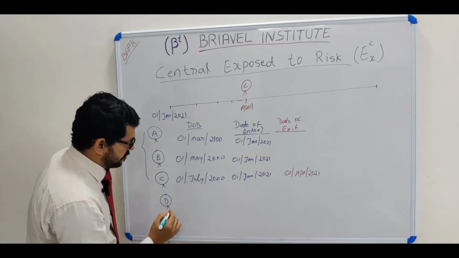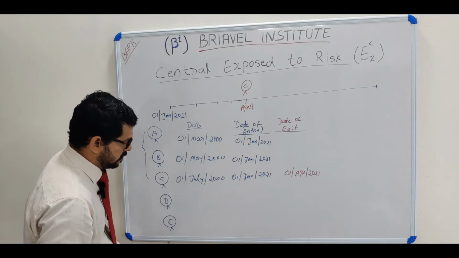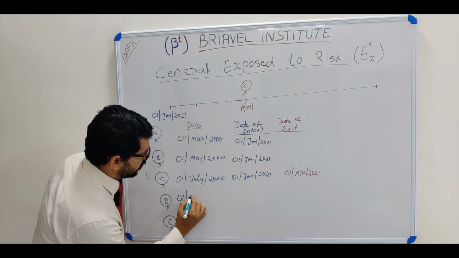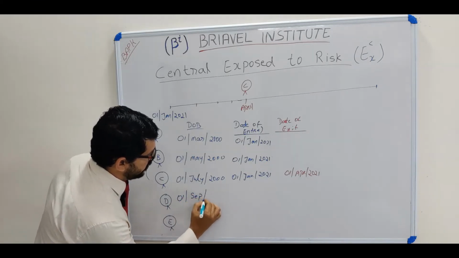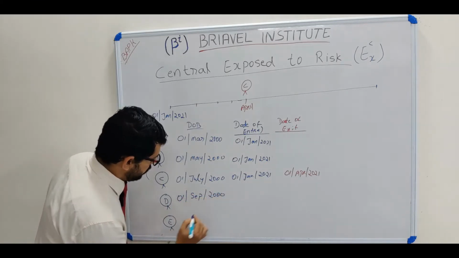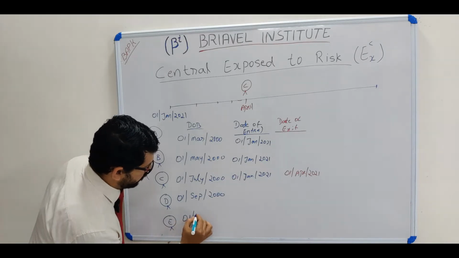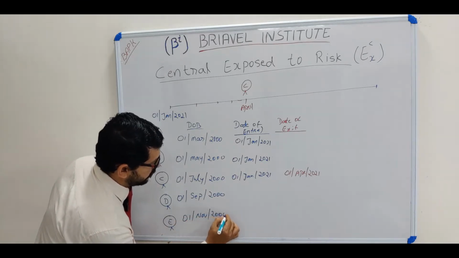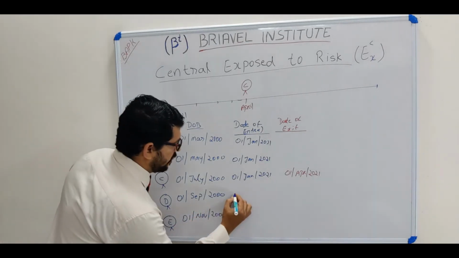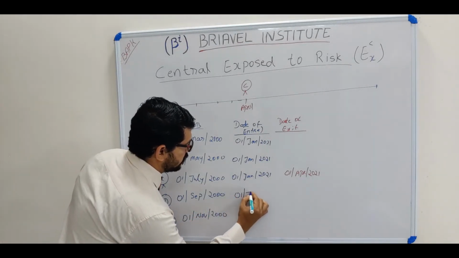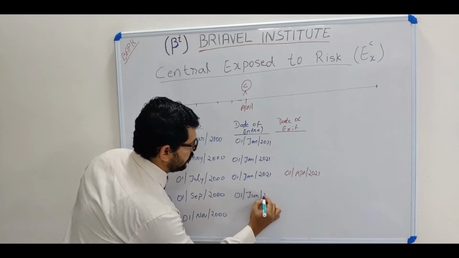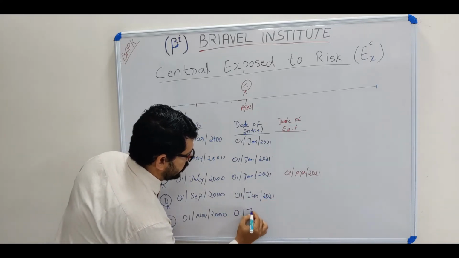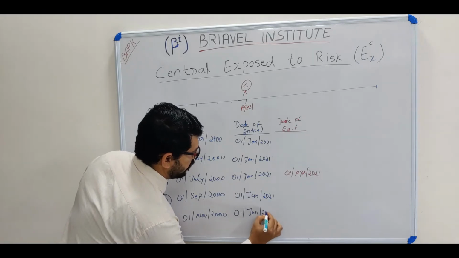The forest guard checked their date of birth. His date of birth is 01 September 2000, and the other's is 01 November 2000. So their date of entry is 01 June 2021.